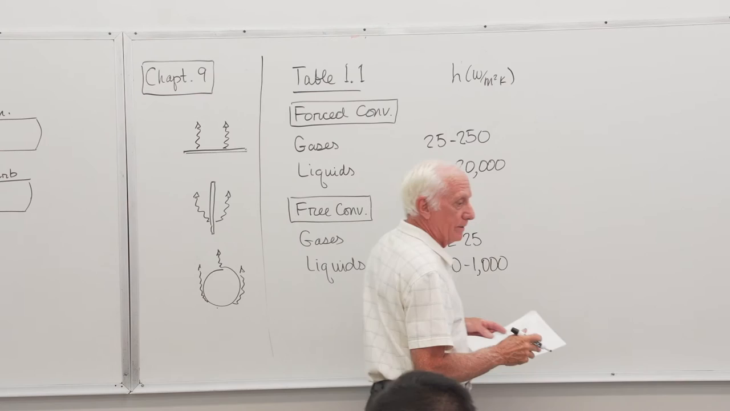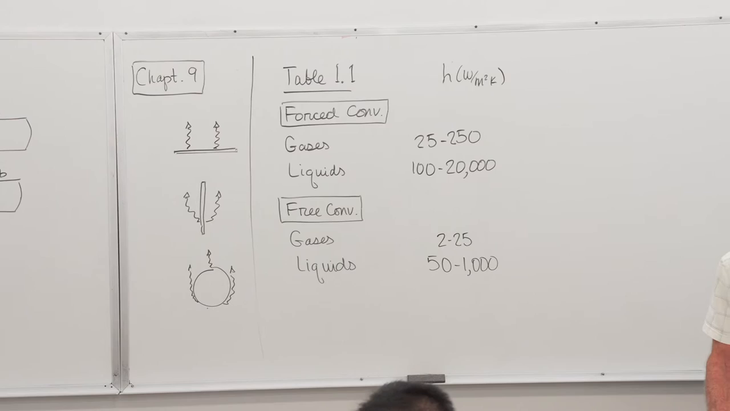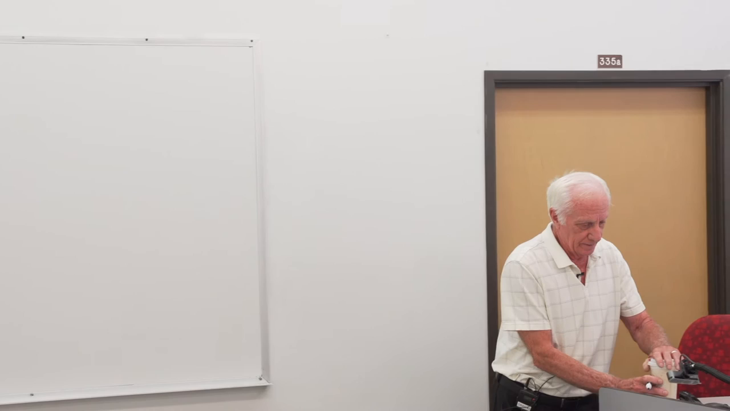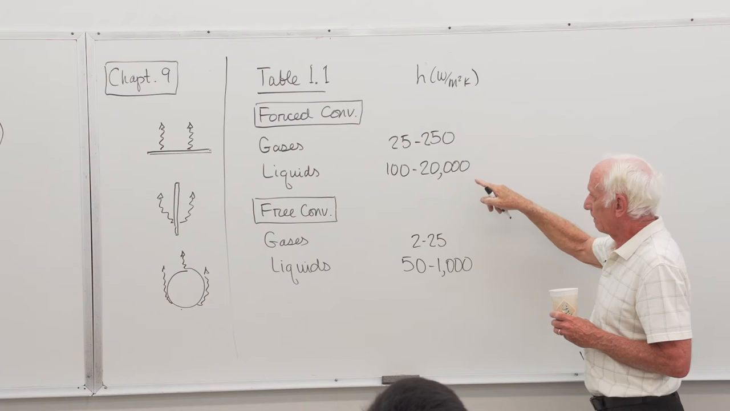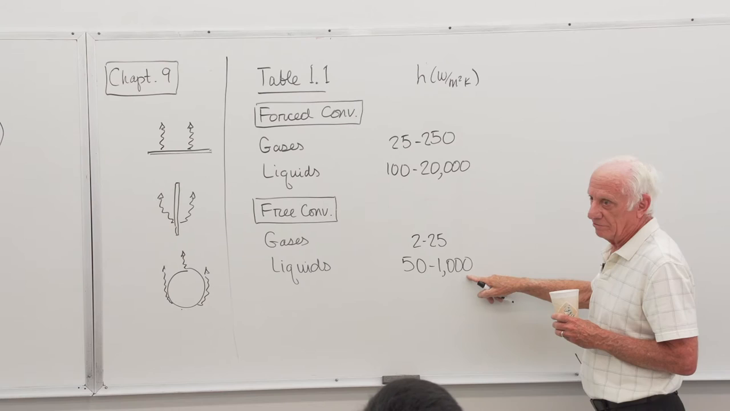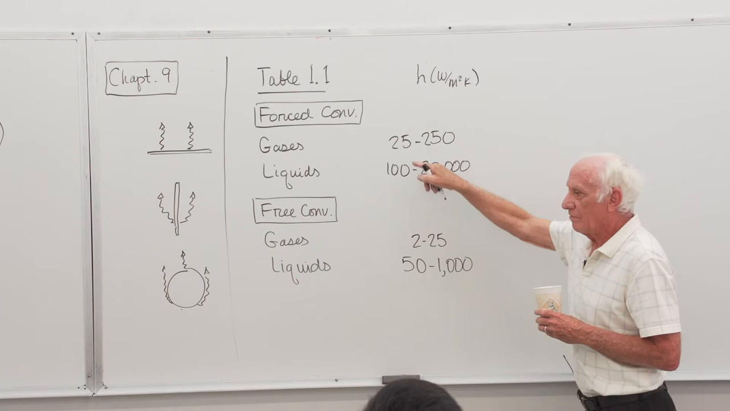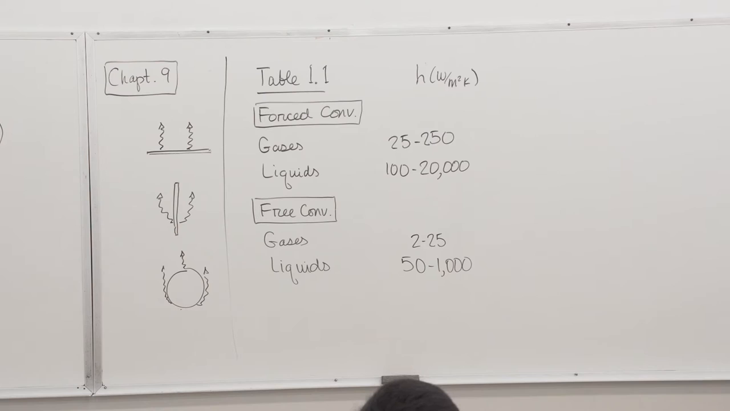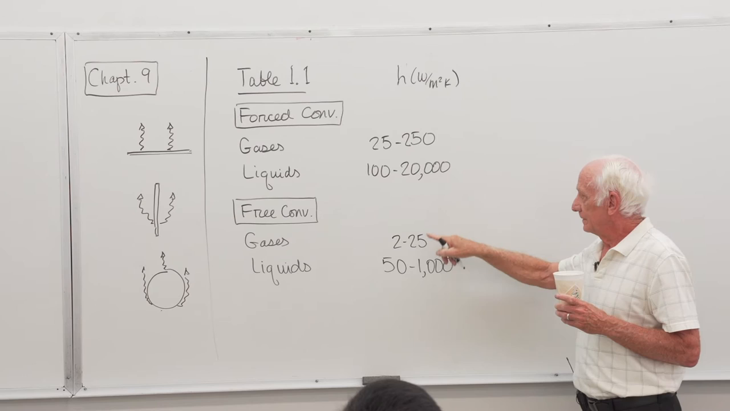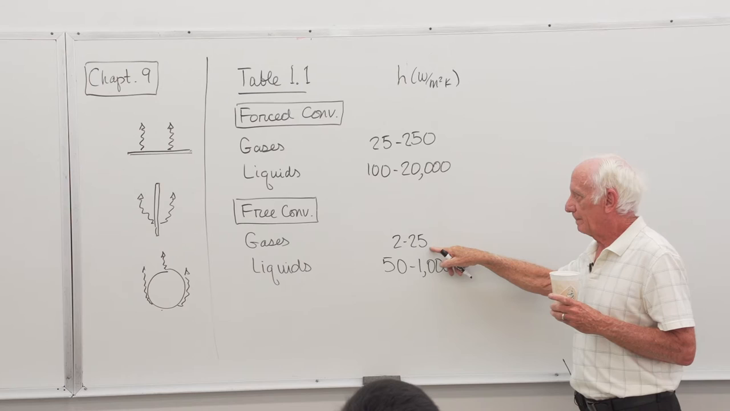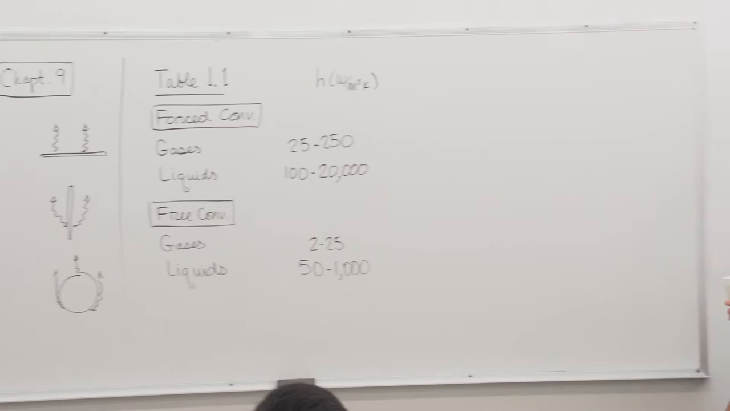Oh yeah, there's a major difference in those. You can see major difference, 20 to 1, 10 to 1. Gases, high value, 25, free convection. Gases, forced convection, 10 times higher. High value for liquids, free convection, 1,000, forced convection, 20,000, 20 times higher. Don't forget now, if you model convection heat transfer as a resistance, it's 1 over HA. So the smaller H's have the bigger resistances. Free convection, 25, 250, 1 over H. Big number, big resistance, smaller resistance. So that's what we're looking at in chapter 9.